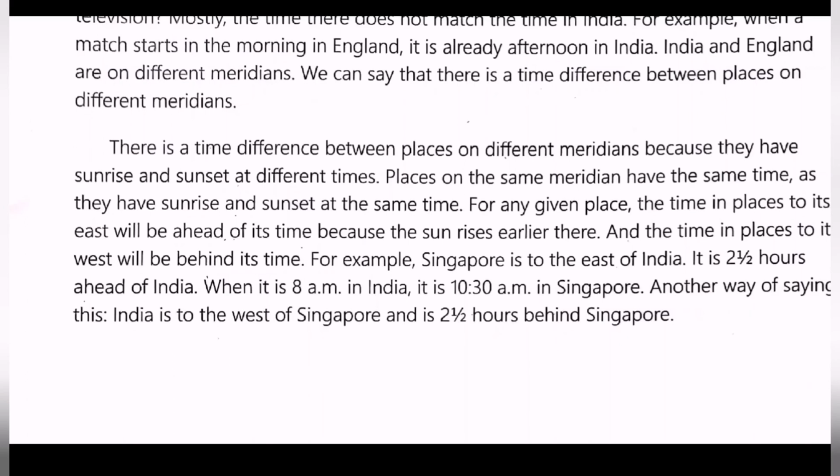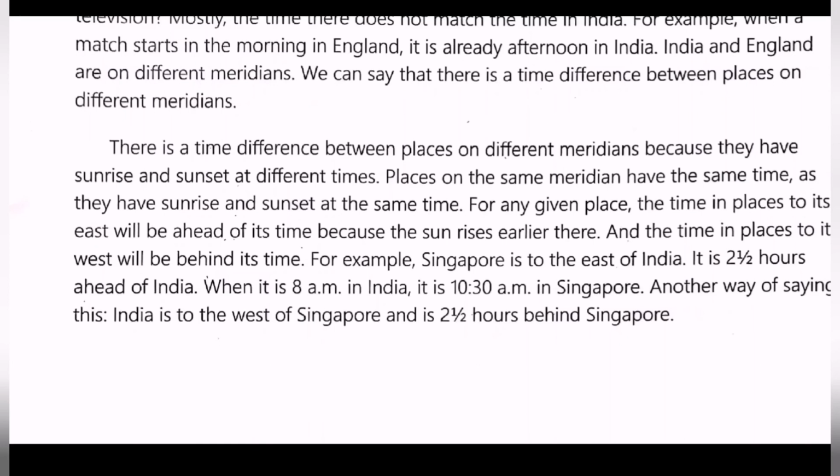For any given place, the time in places to its east will be ahead of its time because the sun rises earlier there. In the east direction, the sun rises earlier, so the time goes ahead, and the time in places to the west will be behind its time. Towards the west direction the time will be behind.